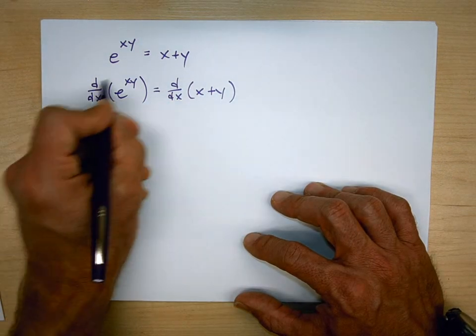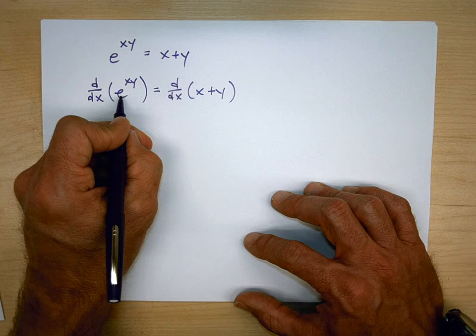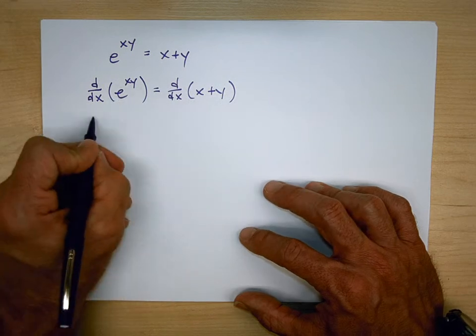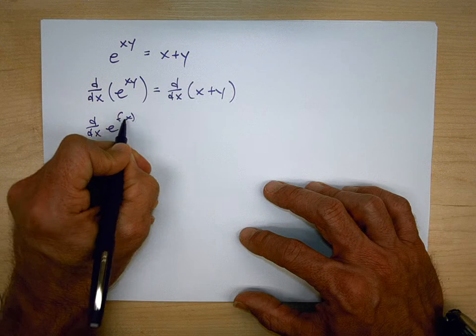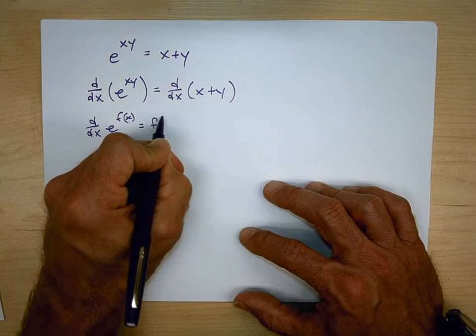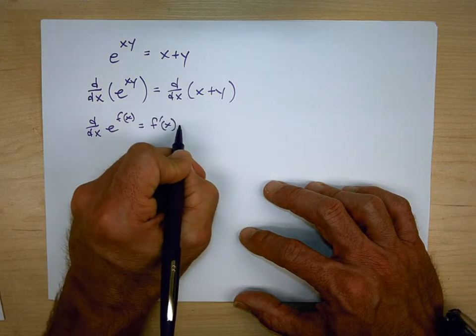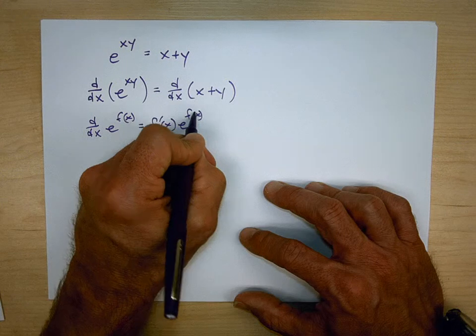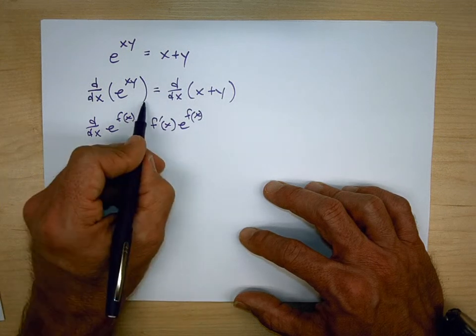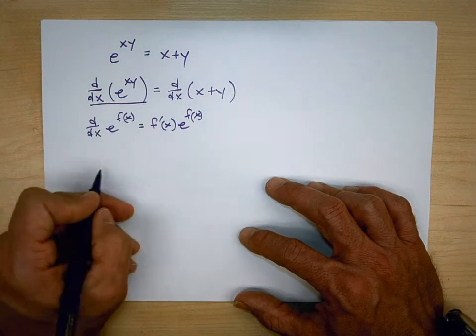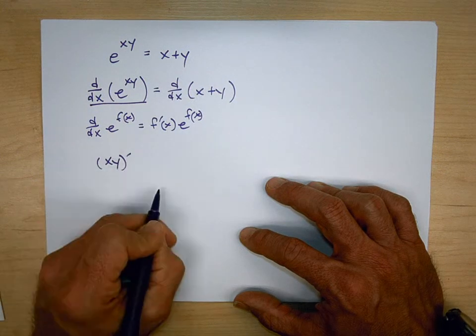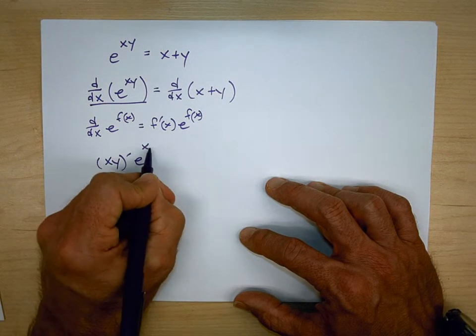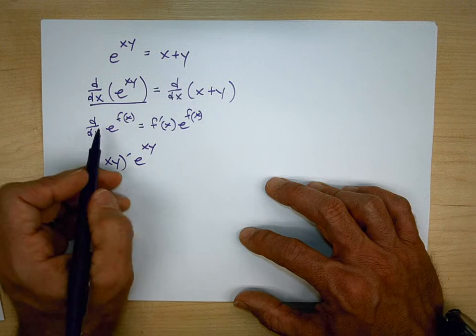All right, so here we need to remember, how do we take the derivative of e to some function of x? Well, the derivative with respect to x of e to some function f of x is f prime of x times e to the f of x. So what that says about this is that I'm going to basically take (xy)' times e to the xy. So that's what's going to happen on the left side.